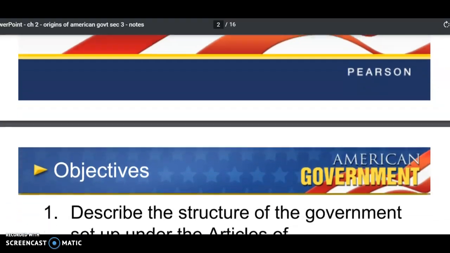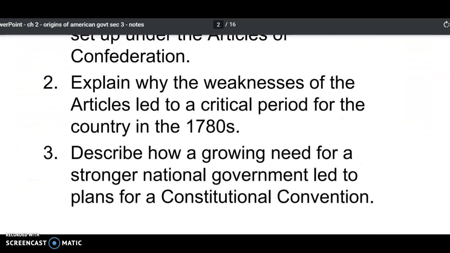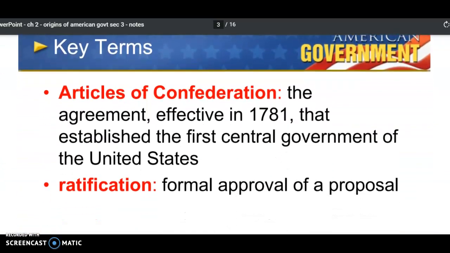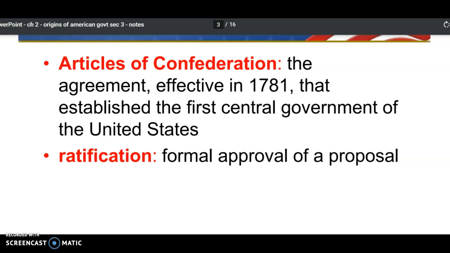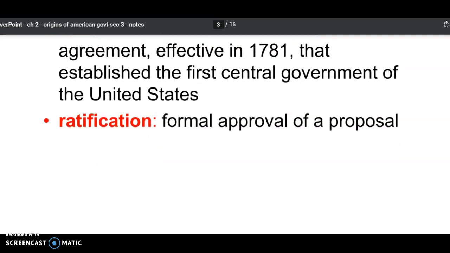This section is all about the Articles of Confederation and the forming of a new government. So here are just some leading questions. Some key terms: Articles of Confederation. You will want to know what that is. You do not have to write it down because you can always look it up if necessary. But the Articles of Confederation was essentially kind of like the first Constitution of the United States. And ratification is to formally approve a proposal.